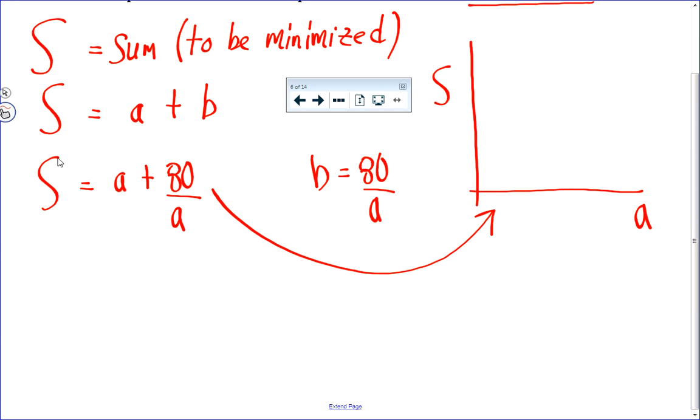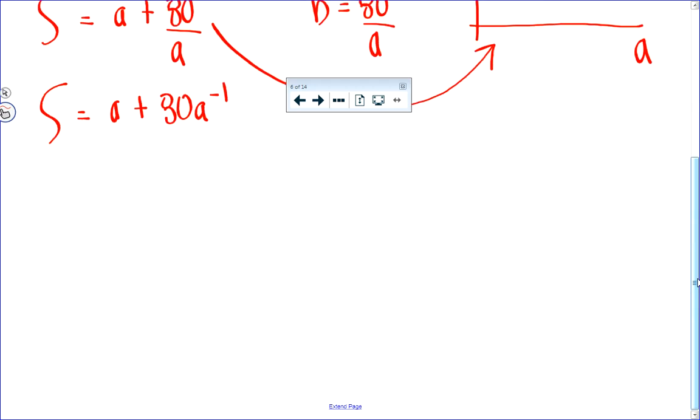We want to differentiate that to find out where the minimum is. Before we differentiate it, I would recommend, of course, writing it as A plus 80 A to the negative 1. And now we're ready to differentiate. This is not like related rates. We're not differentiating with respect to time. We're differentiating with respect to the independent variable. So the derivative of A is 1 with respect to A, plus the derivative of 80A to the negative 1 is negative 80 A to the negative 2.